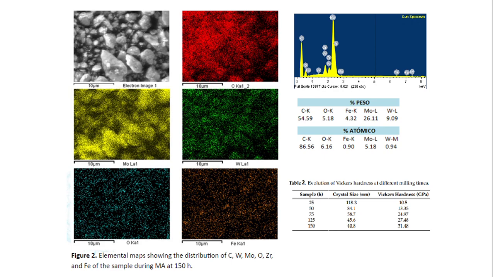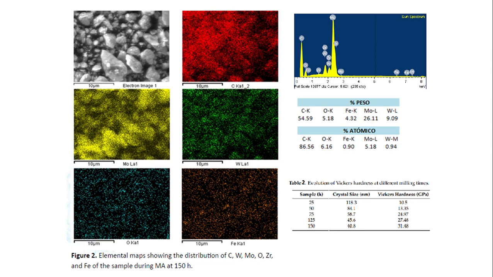One of the main characteristics of metallic carbides is hardness. Table 2 summarizes the average values of Vickers hardness obtained for each sample. Hardness increased when the grinding time was increased. At 150 hours of milling, hardness was higher than that of the individual carbides, which showed that a new type of carbide in a solid solution was obtained.